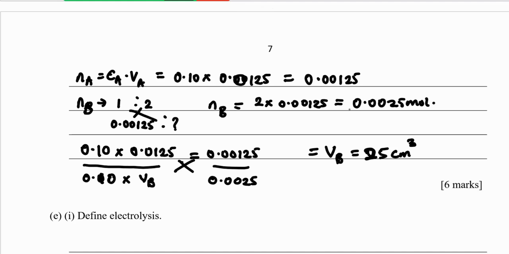Okay. Now this is in centimeters cube, but we're not asked to convert our final answer. But in decimeter cube, since we converted, we're going to have 0.025 decimeters cube. Okay. So this is our answer.